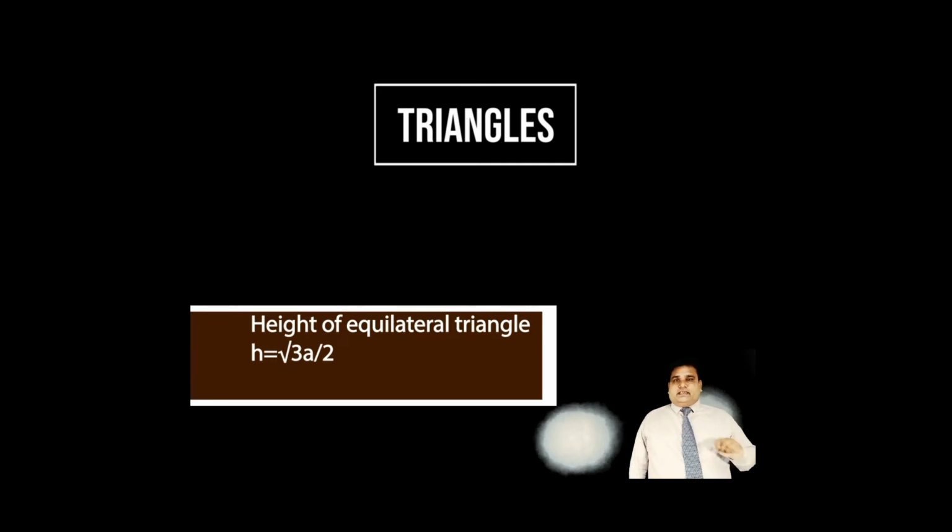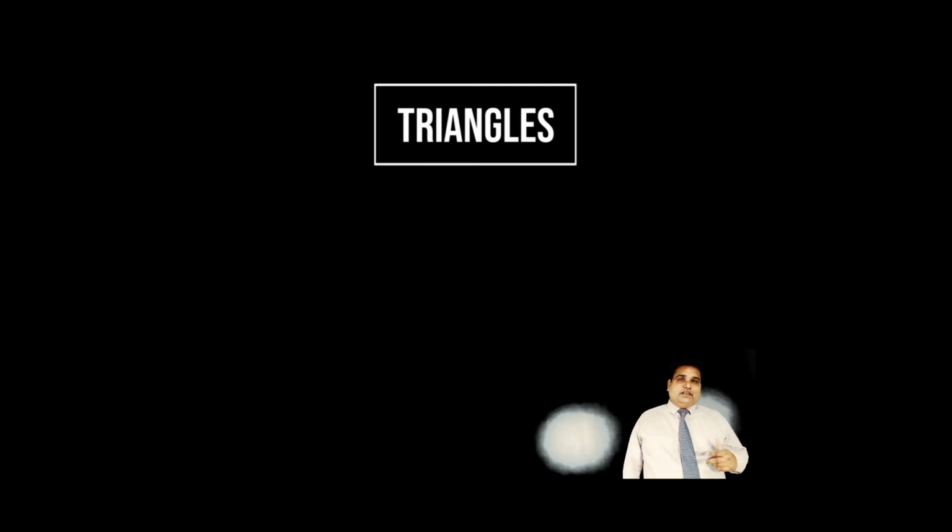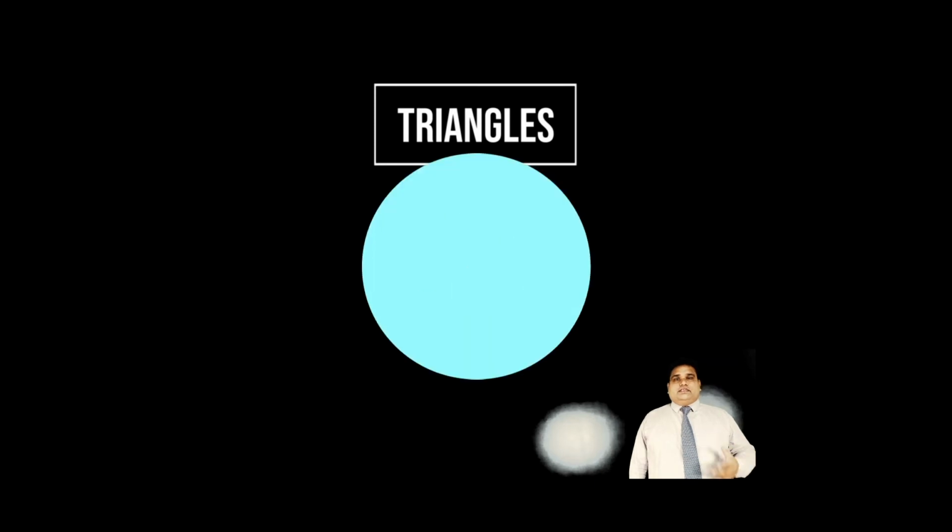The ratio of the sides is 2 is to root 3 is to 1. If we apply that ratio, we can also find the relation between the height and the side. So the height is root 3a by 2.